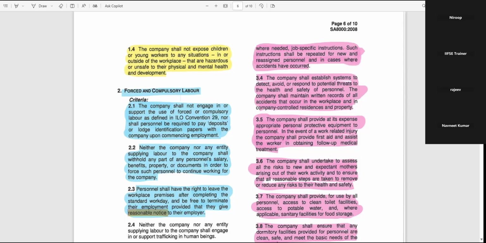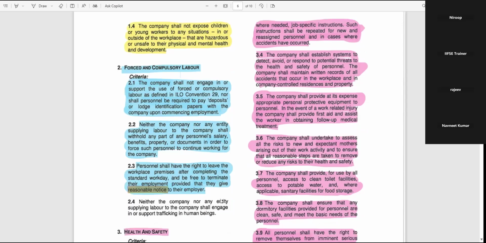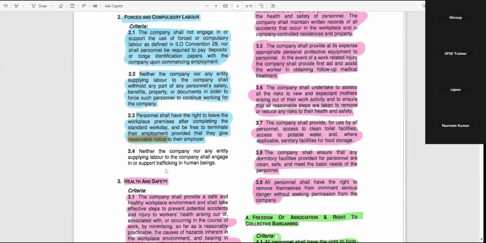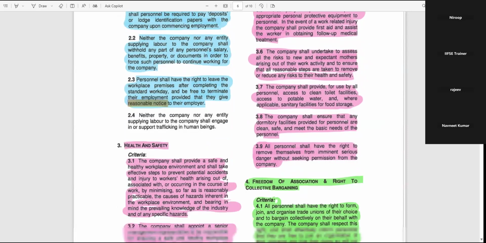And one more, free to terminate their employment, which means a person can leave the company by providing a reasonable notice period. Beyond the notice period, the employer will not have any right to hold you back. So you have to work for the reasonable time or the company defined notice period, then you can leave the company. So again, human trafficking is nothing but harassment, we should not do it. Okay, that is the second requirement.